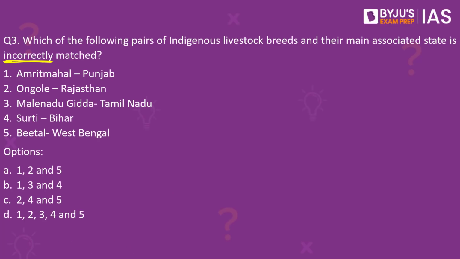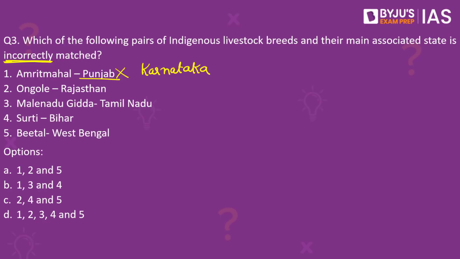Coming back to the question. Please note all of these pairs are wrongly matched. Now let's have a brief understanding of each of these indigenous livestock breeds. Starting with Amrit Mahal. Amrit Mahal is associated with the state of Karnataka. This breed is believed to have originated from the Halikar breed.